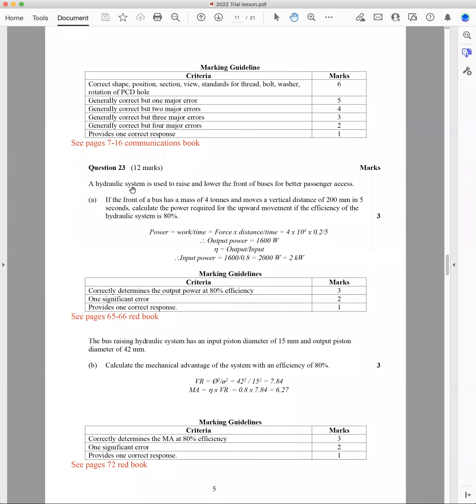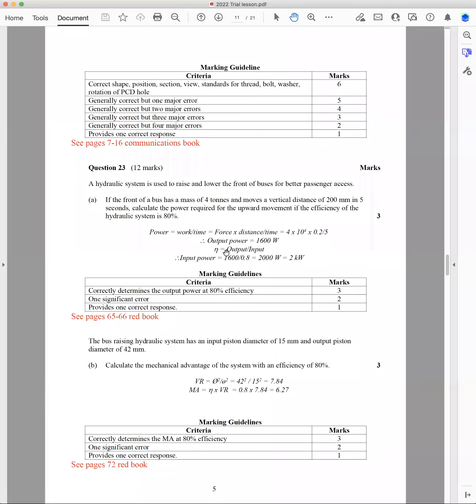Question 23, a hydraulic system is used to raise and lower the front of buses for better passenger access. You've seen that. If the front of the bus is a mass of 4 tons and moves a vertical distance of 200 millimeters in 5 seconds, so as soon as you see that you've got a time here, you're almost certain to have to work out power. Calculate the power required for the upward movement if the efficiency of the hydraulic system is 80%. So power is work on time, and it is force times distance on time, or it's force times velocity. And so the output power is 1600 watts.